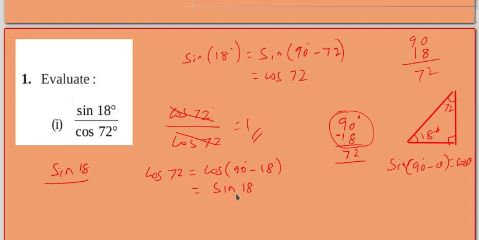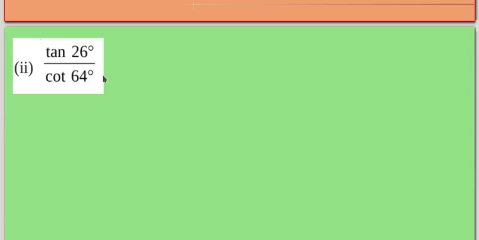After changing, we have to write the complementary angle for the given angle. For 72, 18 is the complementary angle, so we will get sin 18. Both are the same, so we can cancel, and it will go one time. Either one side we have to change so that we can cancel. Both should be in terms of the same function, then only we can cancel it. Okay, we'll move to the next problem.